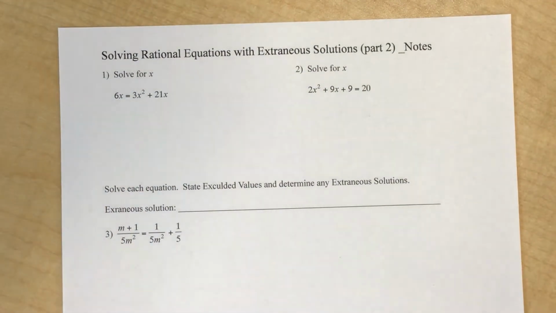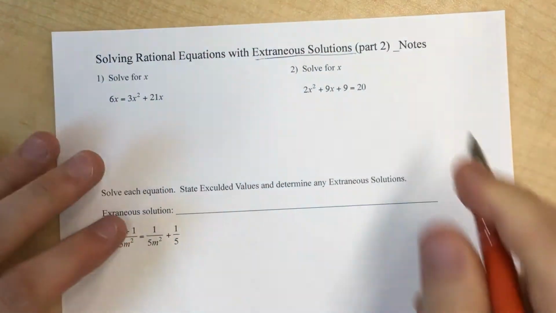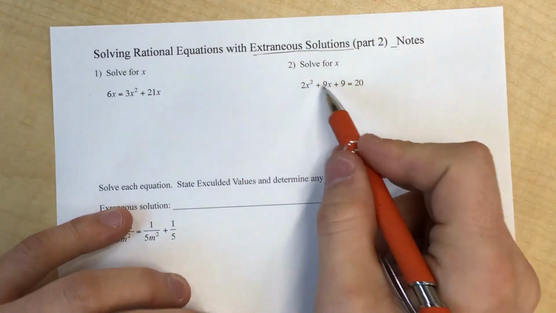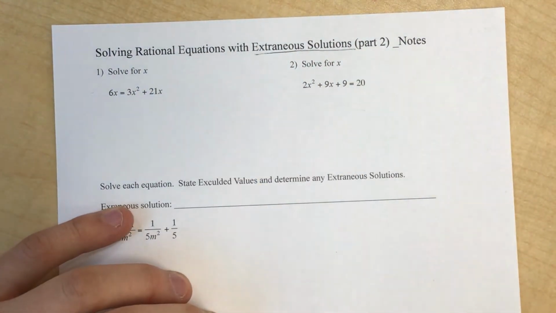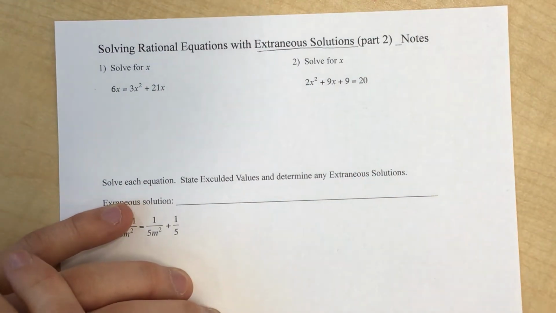Okay, this is part 2 of solving rational equations with extraneous solutions, and we're just adding this with extraneous solutions today. Okay, so that's part 2 of it. Now, we're just going to have to do part 1 or example 1, example 2, or just stuff that we have to know how to do in order to complete the rest of today's stuff.